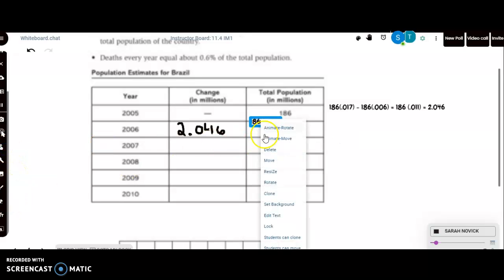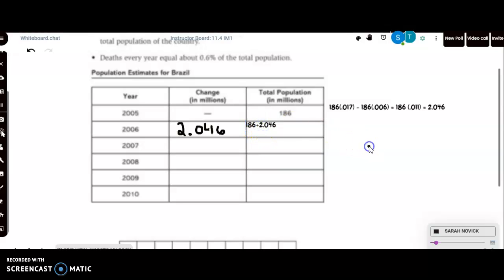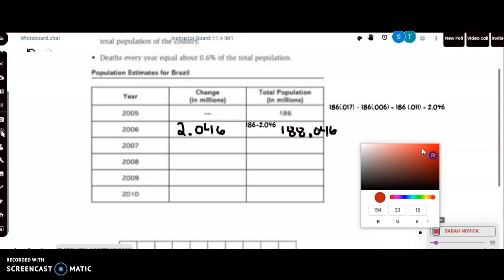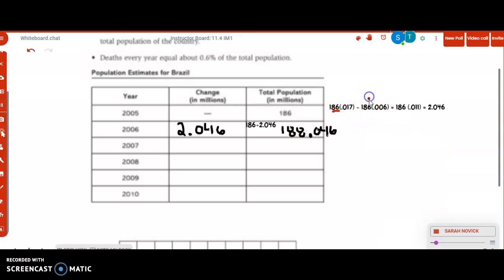When you add it up, we would get 188.046. Now the good news is that once we do that once, the birth rate and the death rate we're going to assume stay the same. So the math equation would still be the same. The only difference is that instead of the 186 we used here, we're going to use this 188.046.